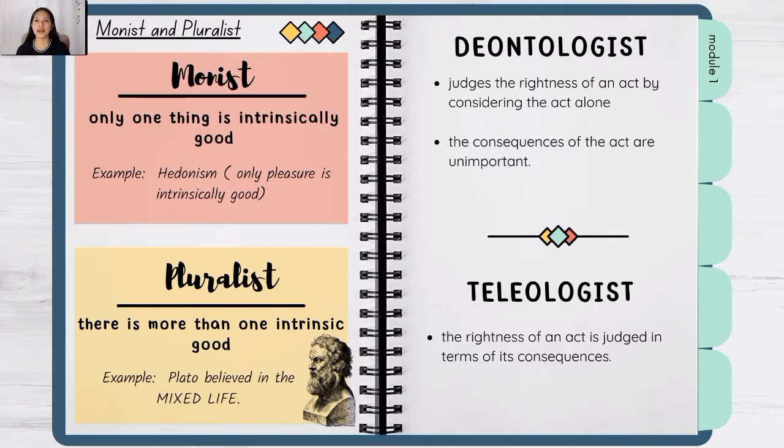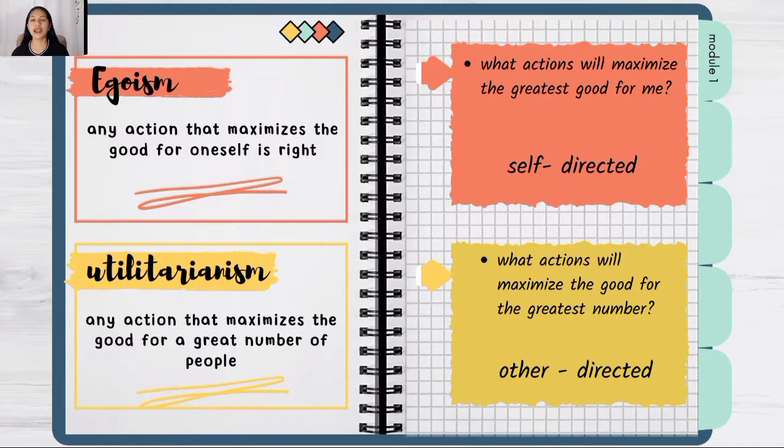Next is deontologists and teleologists. Deontologists judge the rightness of an act by considering the act alone. The consequences of the act are unimportant. So basically, as long as you obey this act, then your actions are right. And no matter how bad the consequences are, it is still considered right. While for teleologists, the rightness of an act is judged in terms of its consequences. So although your act was considered good, if it yielded negative consequences, then the act is not good because the consequences are bad.